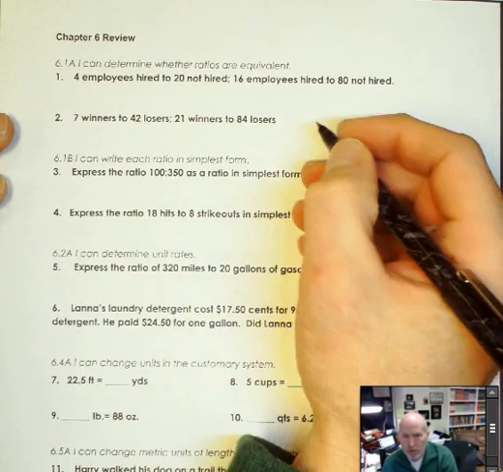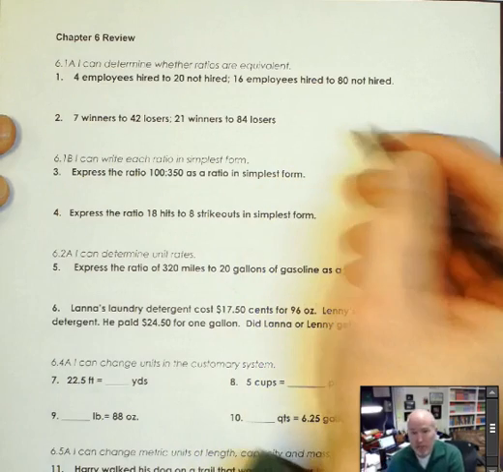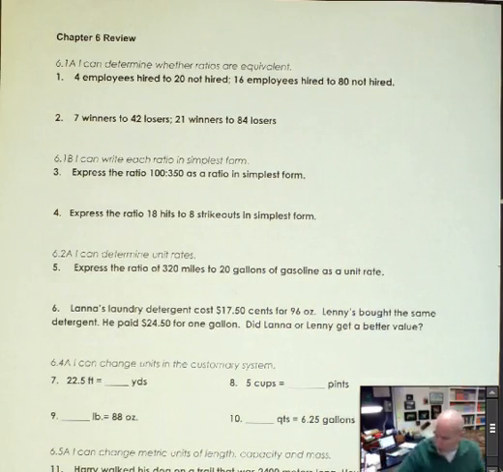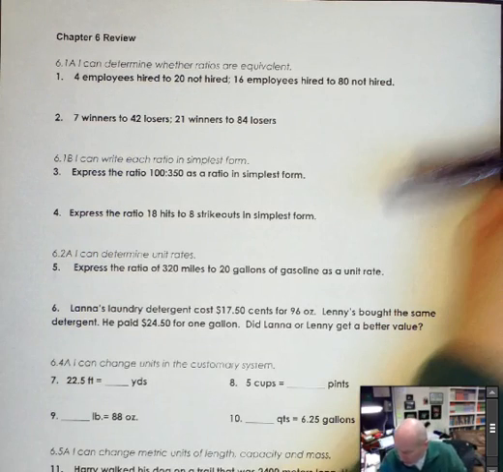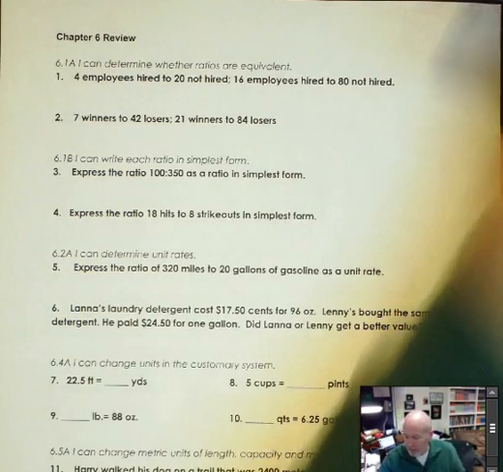I'm going to run through these problems with you and try to get them done. I got to grab my calculator real quick. So I got that set and ready to go. Sorry about that. Here we go.